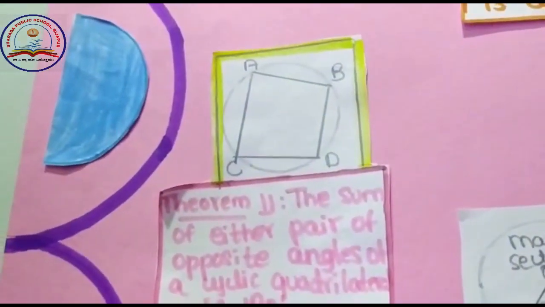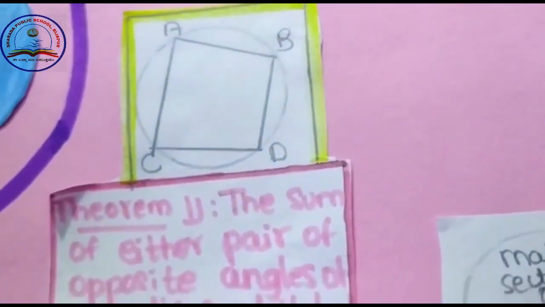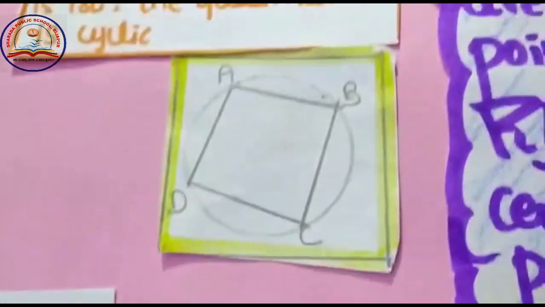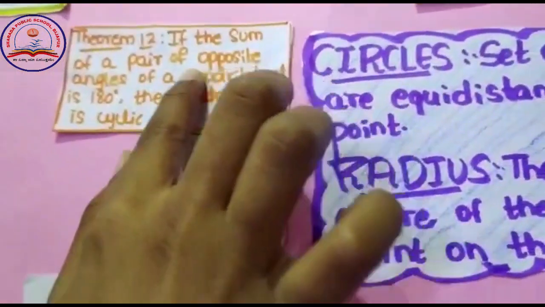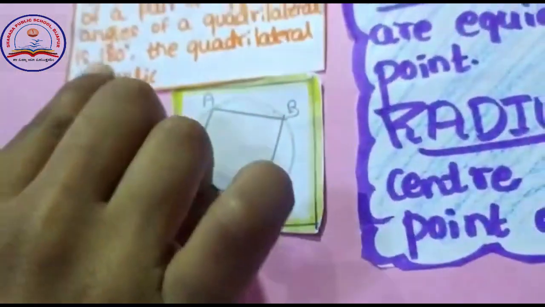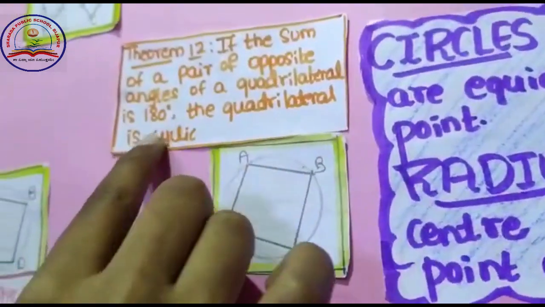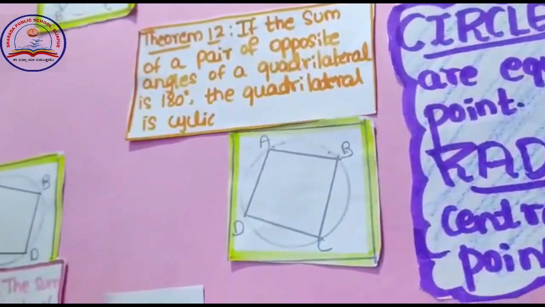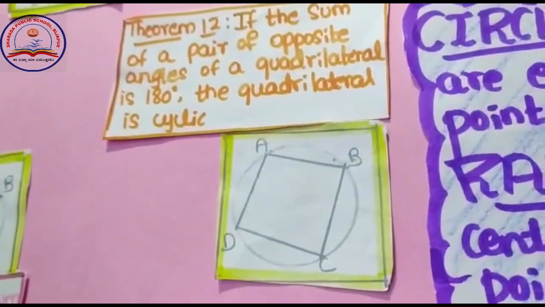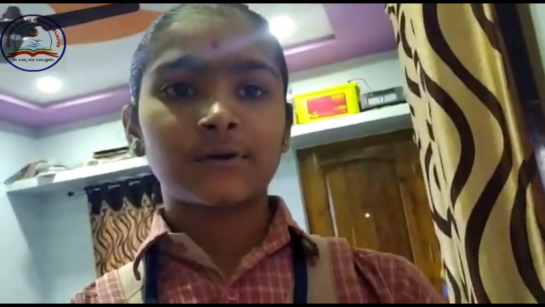Now let's look into Theorem 11. Theorem 11 states that the sum of either pair of opposite angles of a cyclic quadrilateral is 180, which means angle A plus angle D is equal to 180 and angle B plus angle C is equal to 180. Now let's look into Theorem 12. If the sum of a pair of opposite angles of a quadrilateral is 180, then the quadrilateral is cyclic. It says that if angle A plus angle C and angle B plus angle D are 180, then the quadrilateral is cyclic.